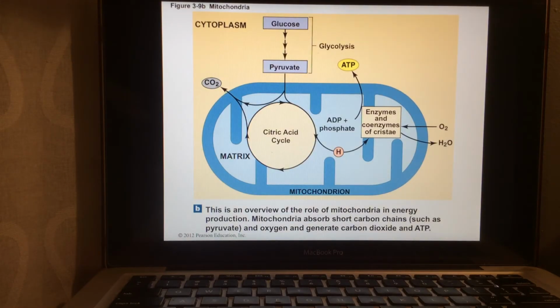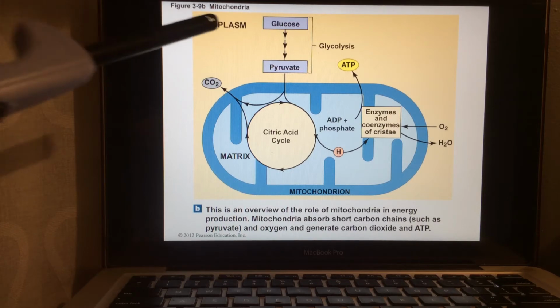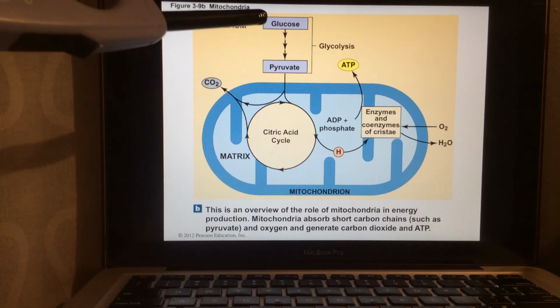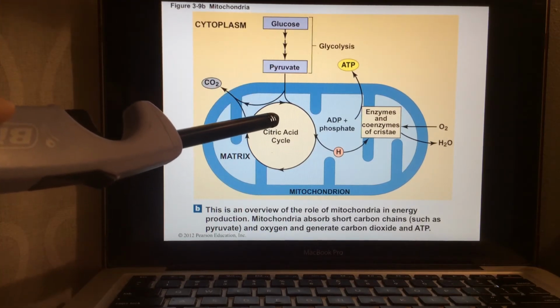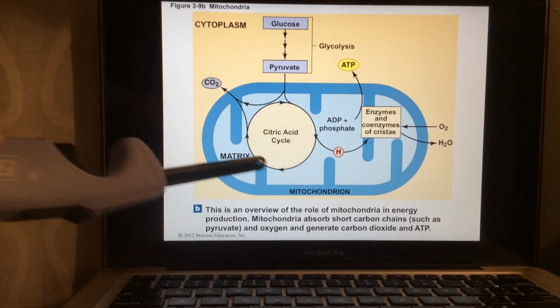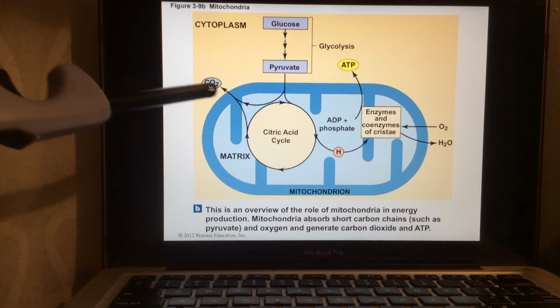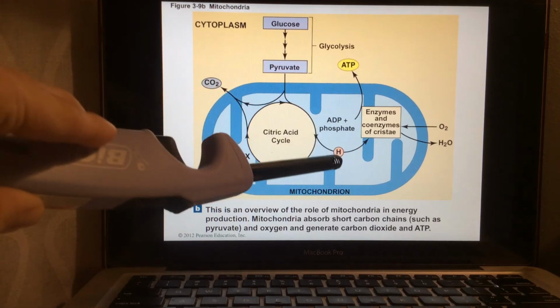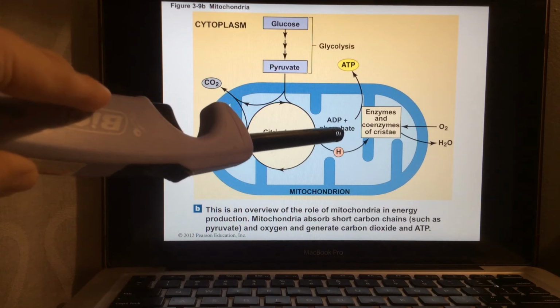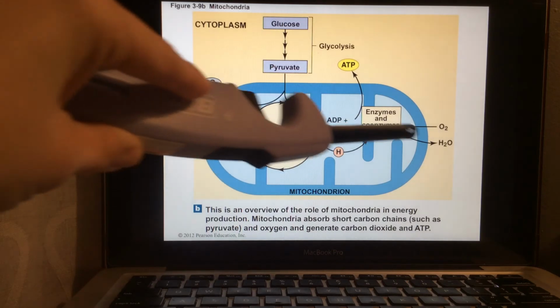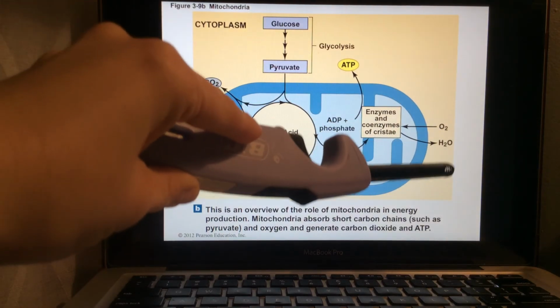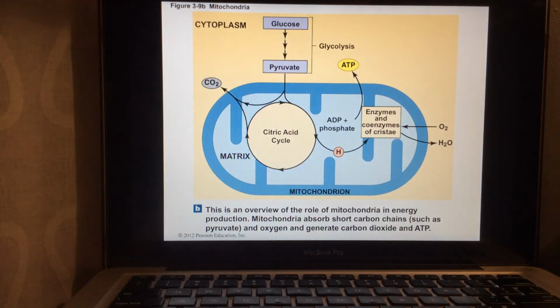So again, this is going to be on your lab sheet. Look at this slide. It is very complex, but just to recap, glycolysis will happen outside in the cytoplasm. You'll take glucose from food and turn it into pyruvate. The pyruvate will enter the mitochondria and enter the citric acid cycle. You're going to kick out CO2 as a byproduct, and use the hydrogen to enter the electron transport chain, and you're going to get oxygen that comes in. Another byproduct is going to be H2O, and you will hopefully get a ton of ATP.